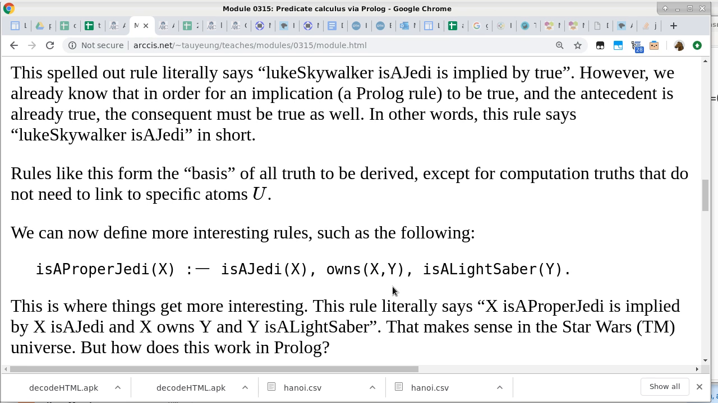In other words, we only need Luke Skywalker to own at least one thing that is a lightsaber. What if Luke is a hoarder and he has 20 lightsabers in his safe? He's still a proper Jedi. We just need one. Yep. So you're still going to read it from left to right, but if you cannot make something true, then you have to backtrack and try something else.